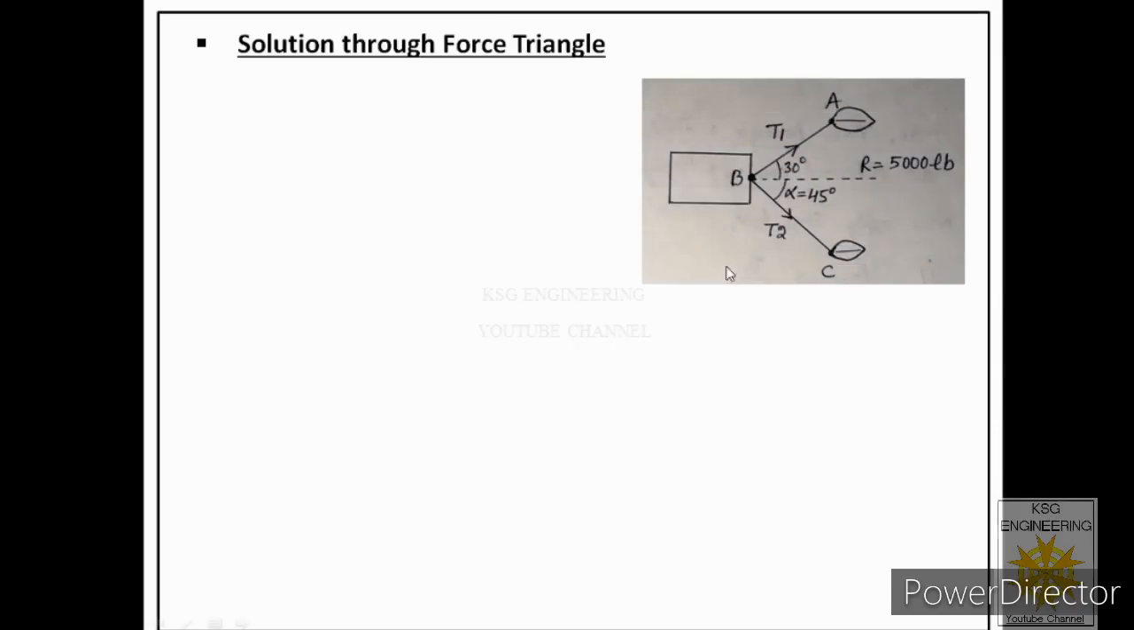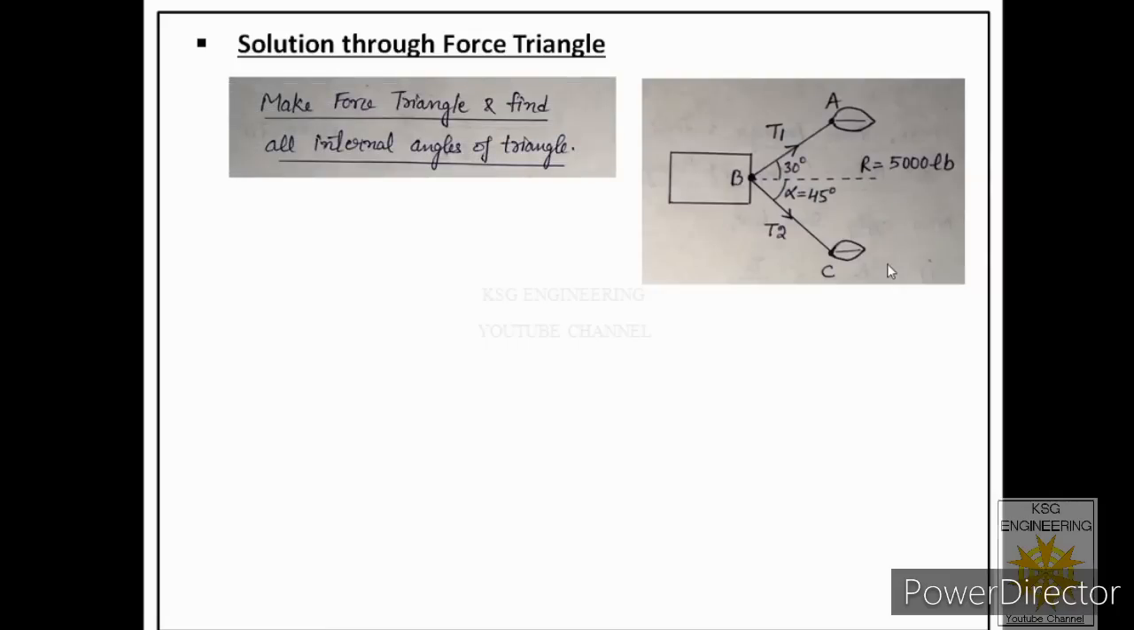So this is the free body which we have made for the problem. Now we will solve it through the triangle law. So what will be the first step? The first step will be to make the force triangle and find all internal angles of the triangle. Of course, first of all, from this free body, we have to make the force triangle. Okay, now we will see how to make the force triangle.